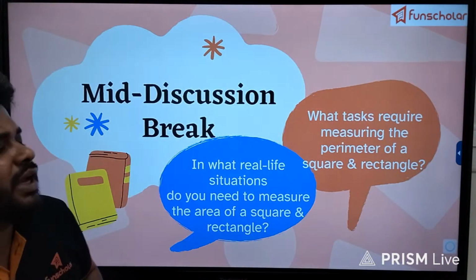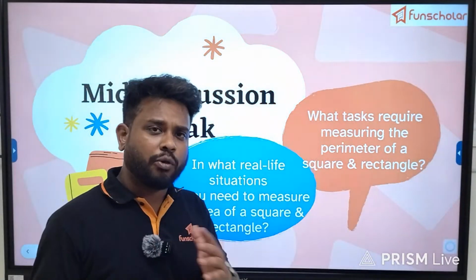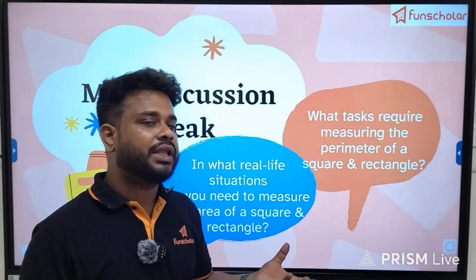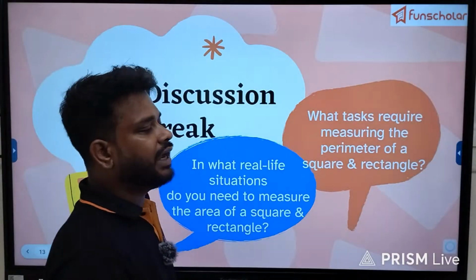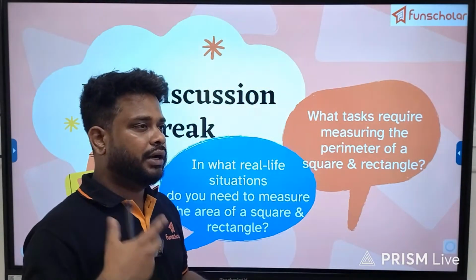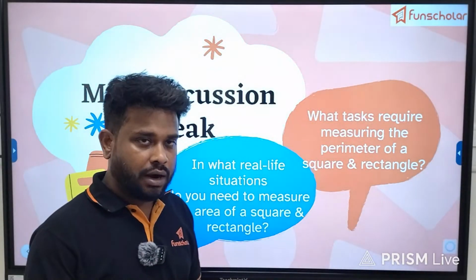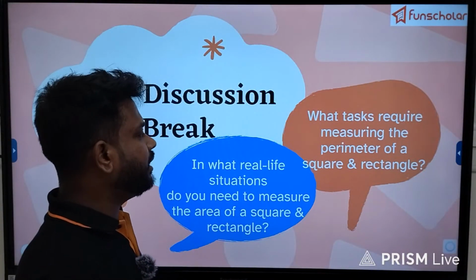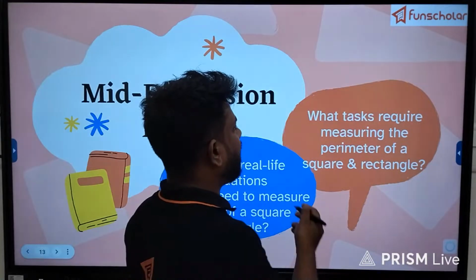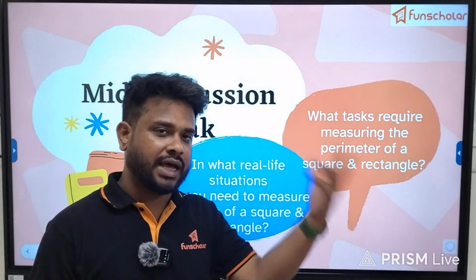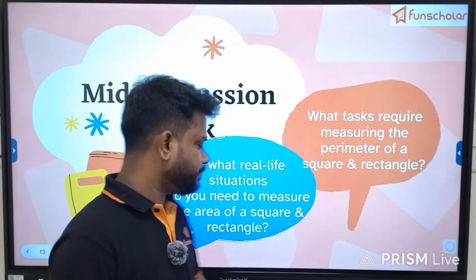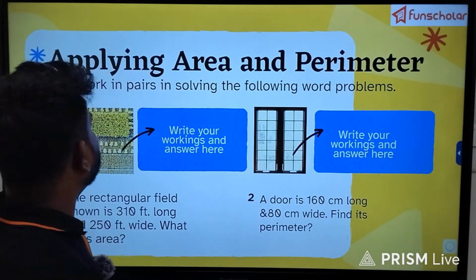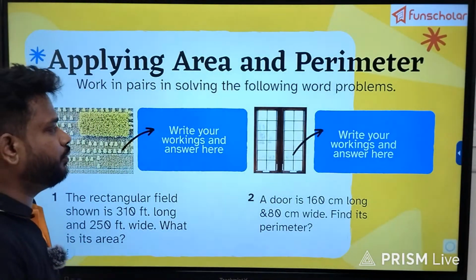Okay, so there are so many real life examples like buying a property, or measuring a field for playing purposes, and there are so many aspects where we have to measure the area and perimeter of real life objects like a playing field or playground. Okay, and to measure the area and perimeter of a square or a rectangle, first we have to measure their sides, or length or width. Okay, the next one, that is applying area and perimeter: work in pairs in solving the following word problems.